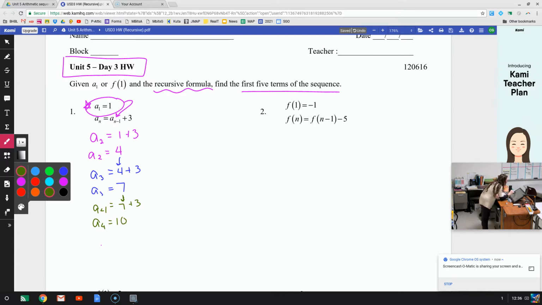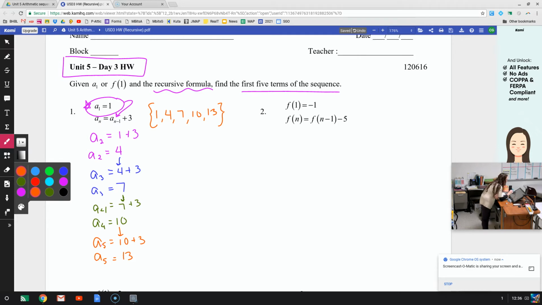Last term, a sub 5. I'm going to take my 10, plug it in. 10 plus 3, a sub 5 is going to give me 13. So the first 5 terms of my sequence are 1, 4, 7, 10, 13.